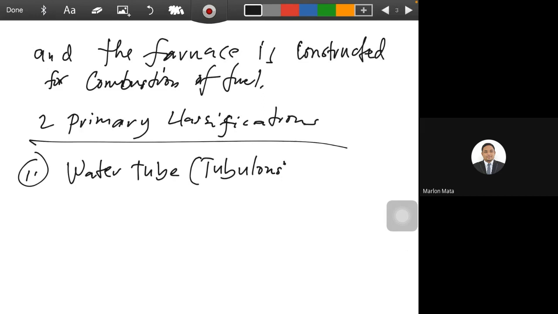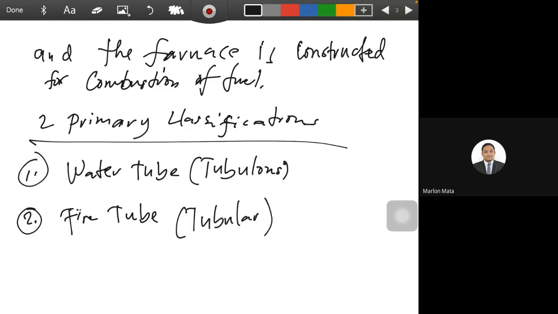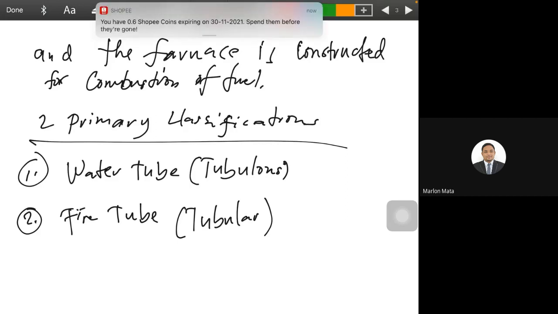Since there are many tubes inside the boiler with only a little water content inside those tubes, and they are spread out such that heat will be transferred efficiently to those small tubes inside the drums of the boiler, it will produce much more steam compared to the other one, which is the fire tube. The fire tube boiler, or tubular, from the word itself, has the fire inside the tubes instead of water, and water is surrounding those smaller tubes inside the drum. Therefore, this is for smaller applications.